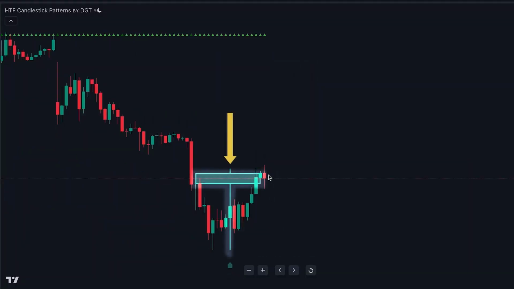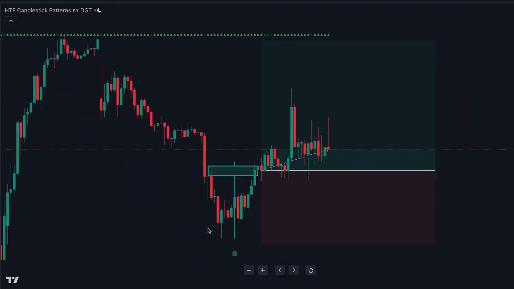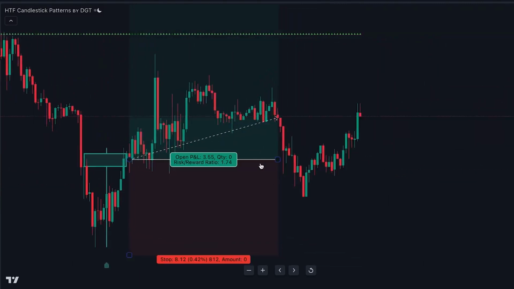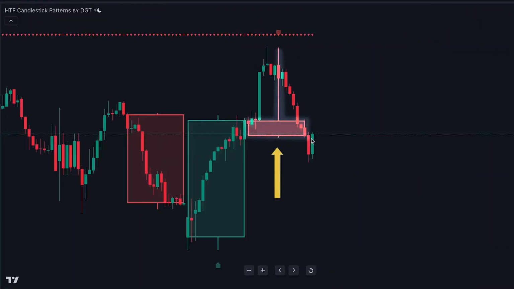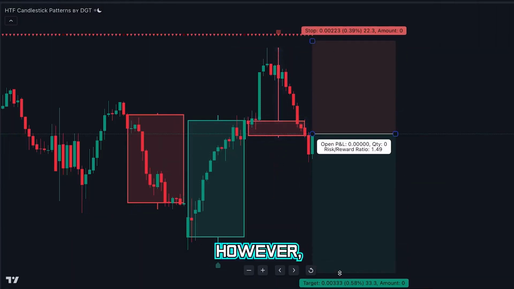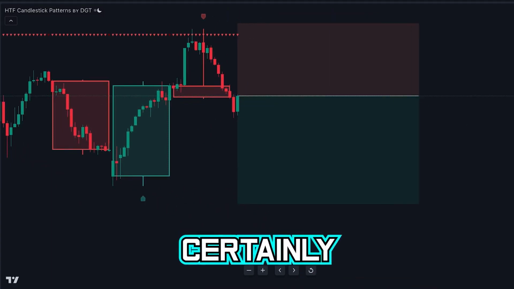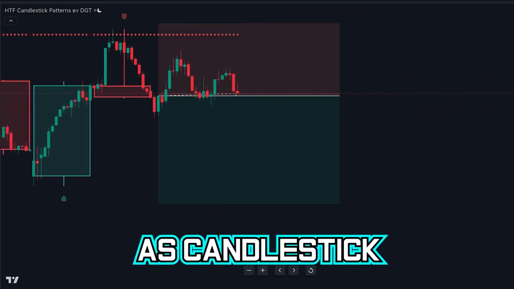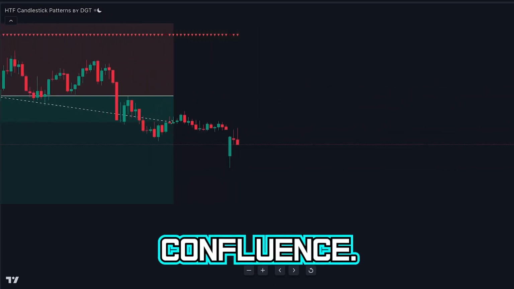When using the most basic method in order to read the indicator, it means we would enter into a buy position once this bullish pattern is detected on a higher time frame. And if a bearish pattern is detected, you would enter into a bearish position, such as here. However, this is not an ideal method of trading with this indicator and will almost certainly result in losing positions, as candlestick patterns should be combined with your technical analysis to build confluence.